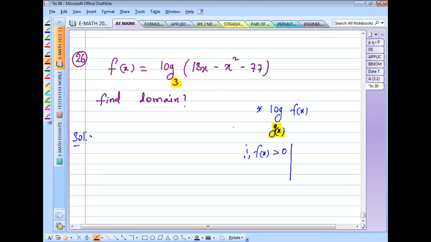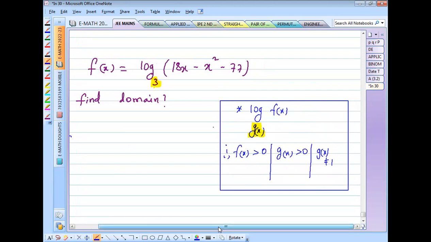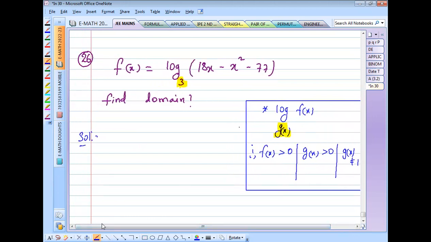In such cases, we have to discuss three kinds of inequalities. The first one, f of x should be greater than 0. The second one is g of x greater than 0. And the third condition, g of x not equal to 1. This is the conceptual point we have to know while solving this kind of problem.